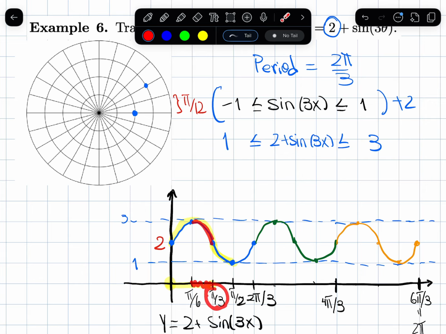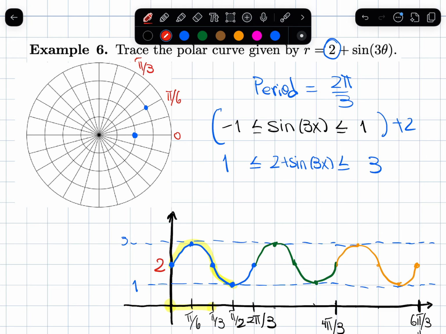So pi over 3. So this is 0. This is pi over 6. And then pi over 3 will be obviously double this. So it'll be pi over 3. So we go back to 2 in this one. 2 units away from the origin. And then at pi over 2, now we're at 1. Yeah, that's what I was getting confused with. So we're doing something like this.